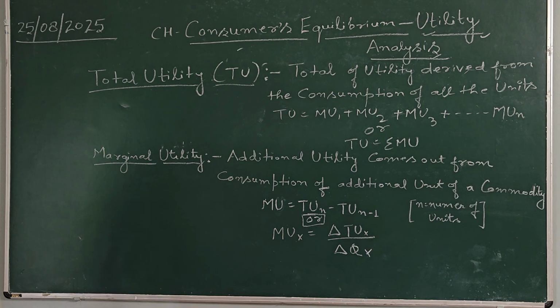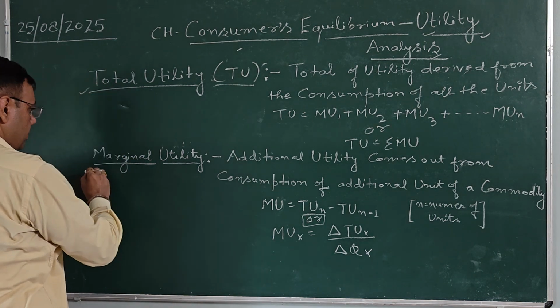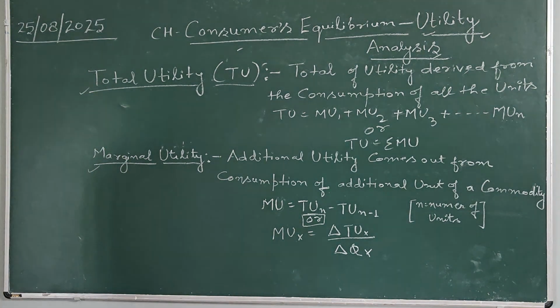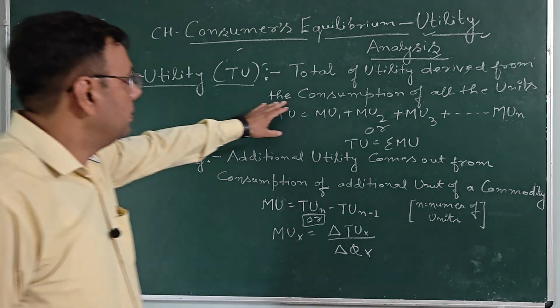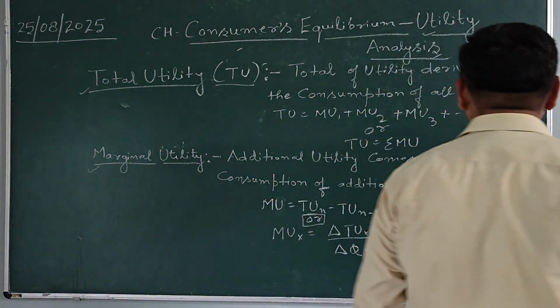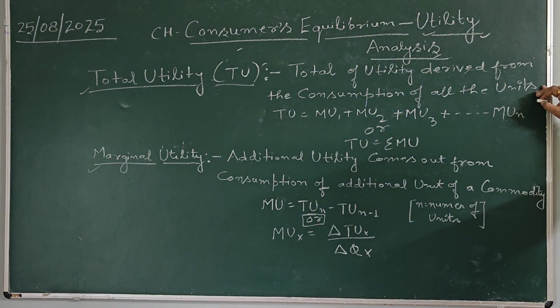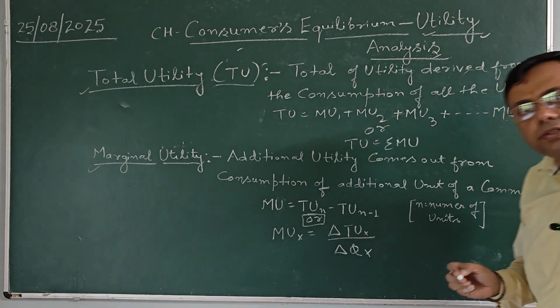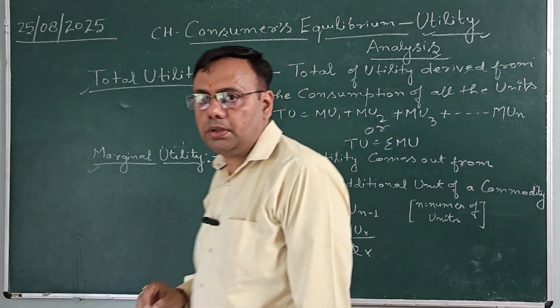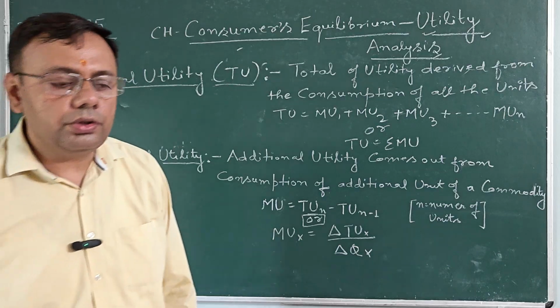Now understand the concept of total utility and marginal utility. Utility is the want satisfying power of a commodity. Total utility refers to the total utility derived from the consumption of all the units. It means total satisfaction comes out from the consumption of all units of a commodity.